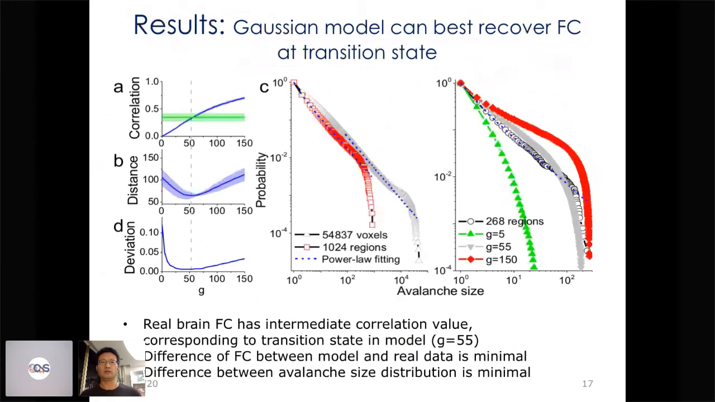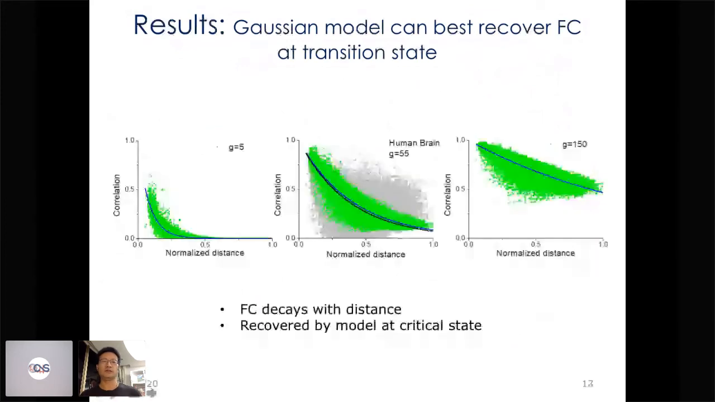And this model, although it is very simple, can recover many properties of functional connectivity, for example, how functional connectivity decays with distance in the model and in the real data.